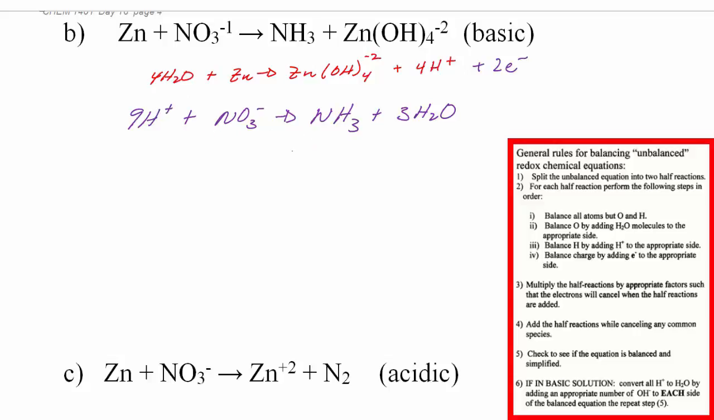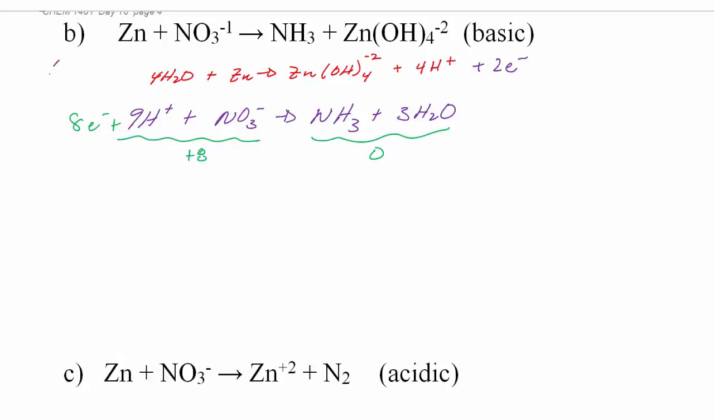The electrons go on the most positive side. Over here, positive 9 and negative 1, I have a positive 8. Over here, I have 0. So I have to add 8 electrons. So it looks like to balance this, I'm going to multiply the top one through by 4, the bottom one just by 1.